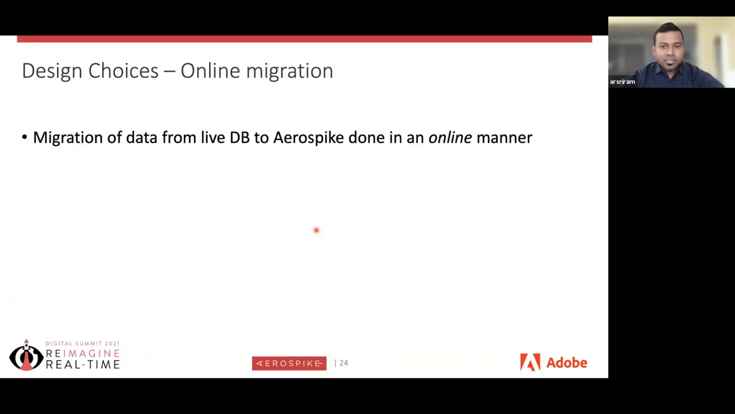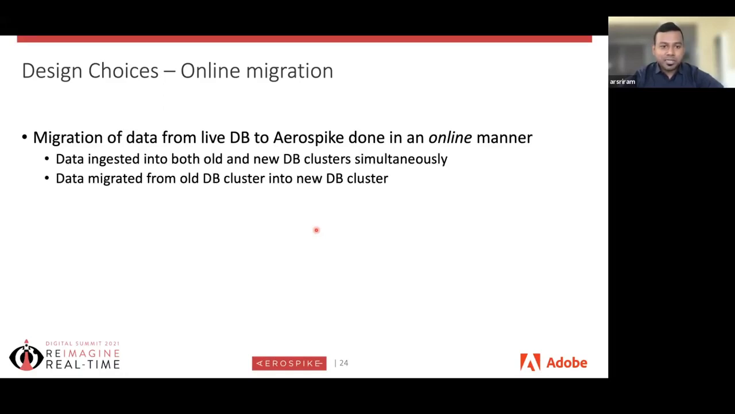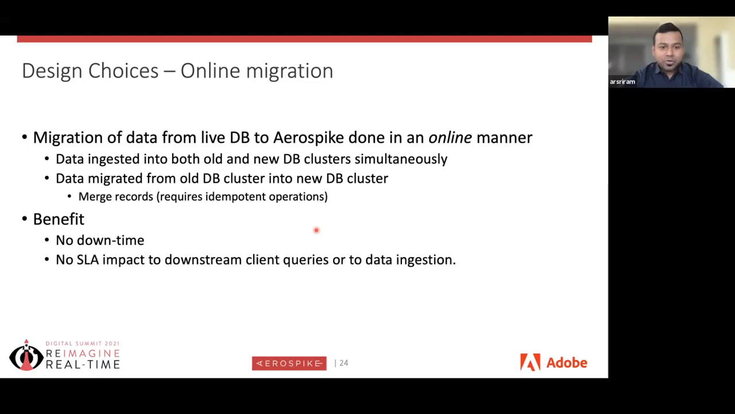Doing an online migration. When we did the migration of data from our live DB to Aerospike, we did it in an online manner. What we mean by that is data is ingested into both databases simultaneously, and in parallel, we trigger a migration from the old database to the new database. This does require that you have a merge function that merges records correctly, and also you require idempotent operations. The benefit is there's no downtime, there's no SLA impact to downstream clients, either for the query path or the ingestion path, and the rollback procedure is quite simple.